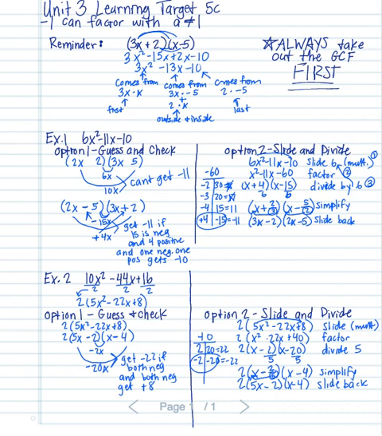We've got slide, the first step, factor, the second step, divide is the third step, simplify is the fourth step, and slide back is the fifth step. So there are 5 steps to slide and divide, and if you don't do them all, you won't get the right answer. But most importantly, you always have to take out the greatest common factor first. If you try to slide and divide before you take out the greatest common factor, you will not get the right answer. Have fun factoring!